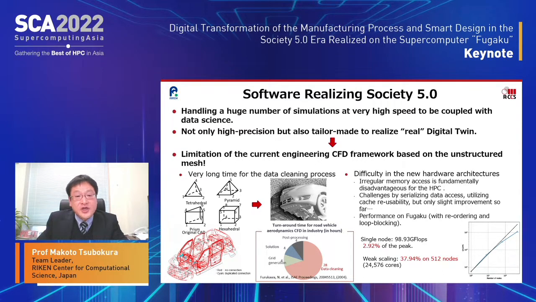This figure shows the turnaround time for conventional vehicle aerodynamic CFD in industry in hours. Typically, 8 times longer is necessary for the pre-processing compared with the simulation time itself. This is because of the data cleaning required to make a watertight surface for the unstructured mesh system. It should also be noted that this data cleaning time increases exponentially as the surface resolution becomes higher.